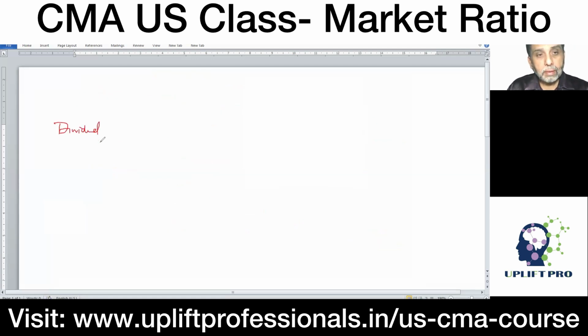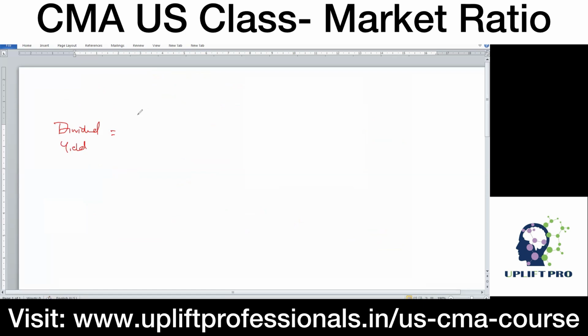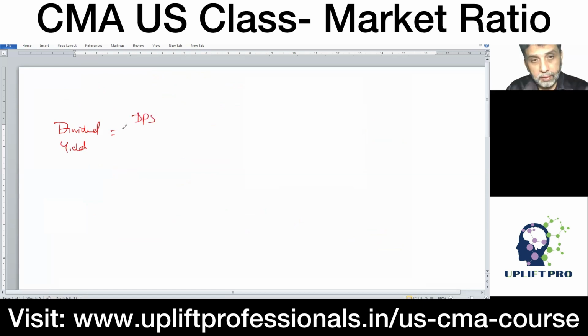Now, how do we calculate dividend yield? How do we calculate dividend yield? DPS upon MPS. DPS upon MPS, market price. Because yield, I told you, always is market price in the denominator. Dividend is dividend per share in the numerator. Okay? All clear? All the ratios are good.